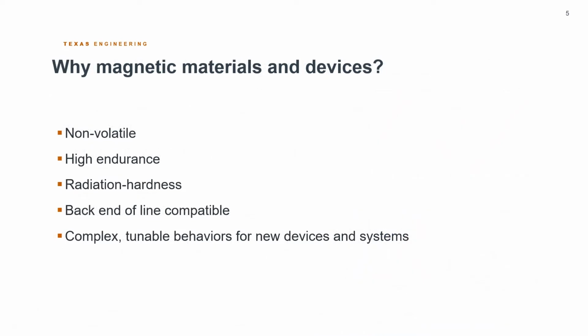So firstly, why magnetic materials and devices for neuromorphic computing? Firstly, they're non-volatile. They have high endurance, so they can be trained over and over again. They're radiation hard, so you can implement them in areas where energy efficient edge computing is important. They're back end of line compatible, which means they're compatible with existing CMOS processes, and they have complex tunable behaviors for new devices and systems.